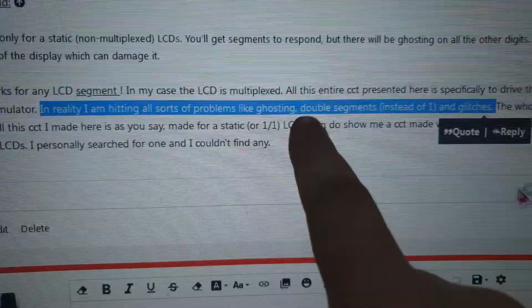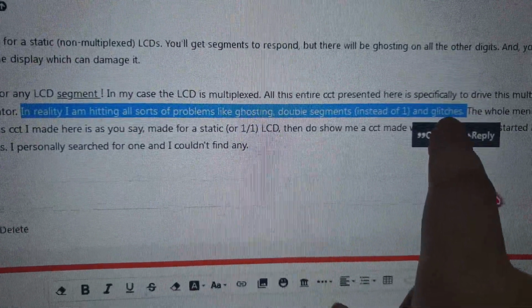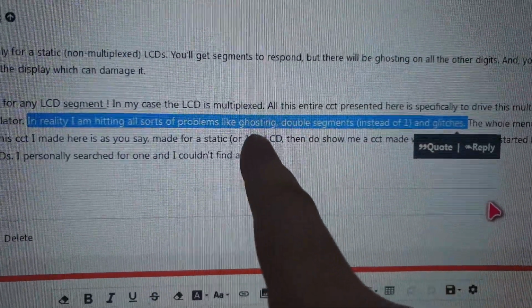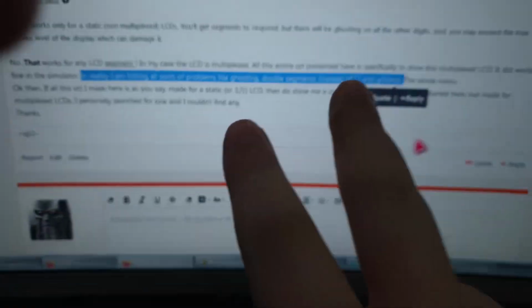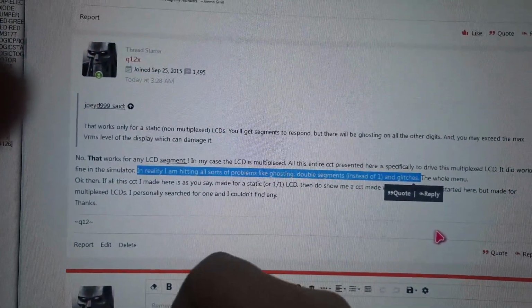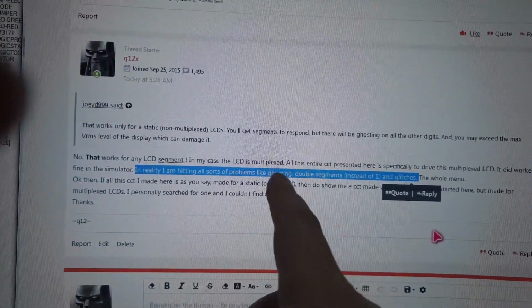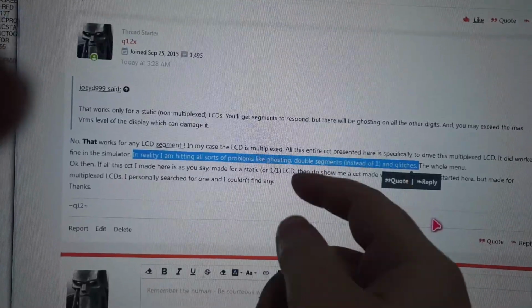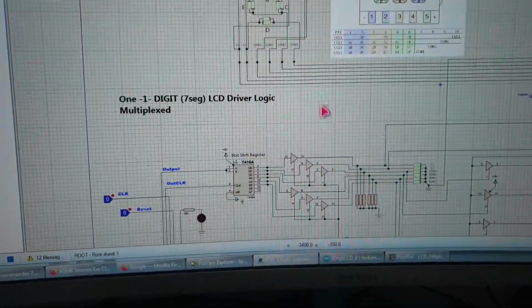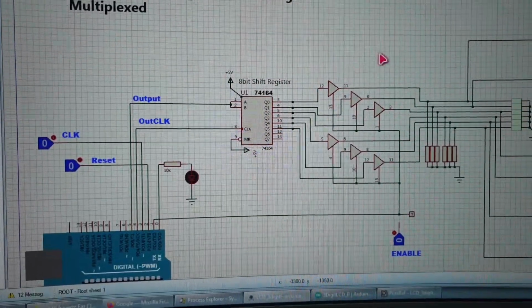It's only two problems. So double segments instead of one, it means glitches. It is the same as glitching, but I kind of put it separately, I don't know why. But ghosting and glitches are the main two problems that I'm having. Ghosting, I believe, is mostly from the power supply. If the voltage is too high over one segment, it will create that ghosting. So I had this glitching problem more serious than the ghosting.